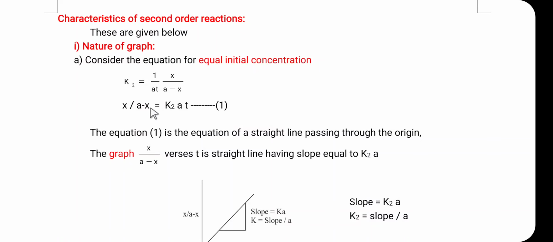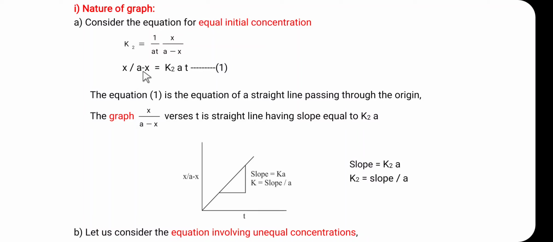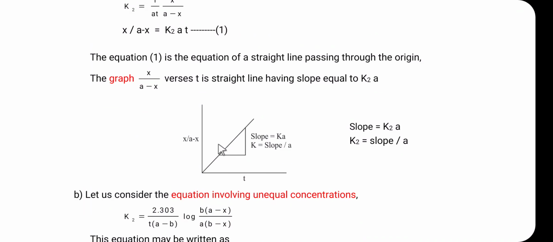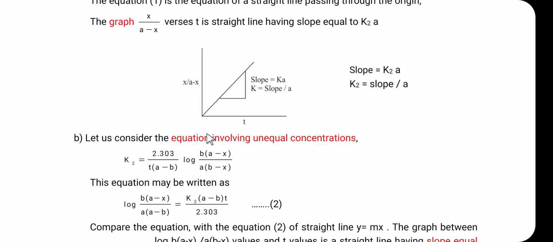This equation can be rearranged in this way: x upon A minus x is equal to K2 into At. This is the equation number 1, and equation 1 is the equation of straight line, that is y is equal to mx. So, here let us plot the graph of y versus x. Here value of the y is x upon A minus x and the value of the x is t. So, here plot the graph of x upon A minus x versus t. So, here this is the nature of the graph. The graph is a straight line passing through the origin, there is no intercept.